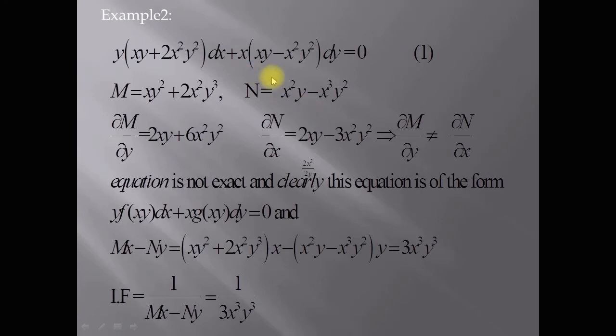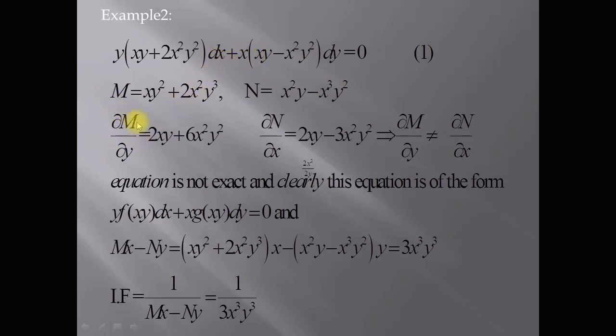Now another example. Suppose we have y(xy + 2x²y²)dx + x(xy − x²y²)dy = 0. In this differential equation, the M function is xy² + 2x²y³, multiplying the y term into the given differential equation, and the N function is x²y − x³y². First of all, check whether this differential equation is exact or non-exact.